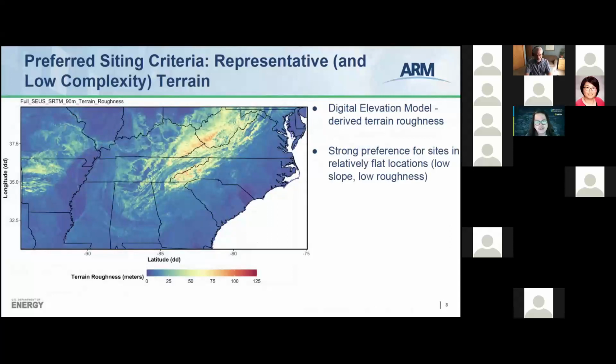Because of our science drivers and operational requirements, we obviously want to site in a place with low complexity. This is a terrain roughness map that gives you a sense of areas that we want to avoid, which are the areas in red, and areas we want to be in, which are the areas in blue.